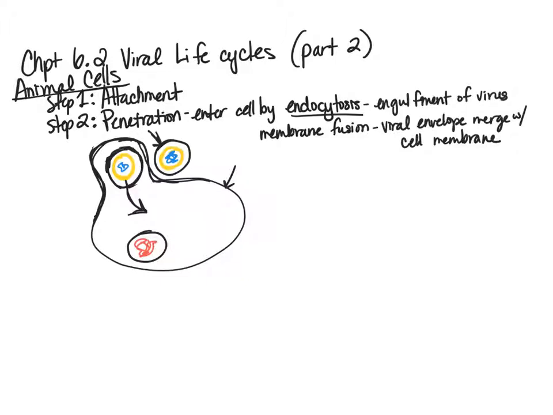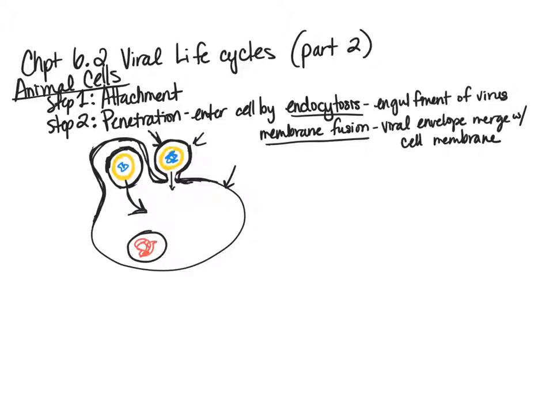Now, if we talk about membrane fusion, this is when we have our enveloped virus, which we have here. Our enveloped virus is where we're going to merge that viral envelope with the cell membrane. So here we have attachment, and then what's going to happen is this membrane, this envelope, is going to merge with the plasma membrane of the cell. As it's merging, we have something that looks like this. And then, of course, this is moving into the cell.